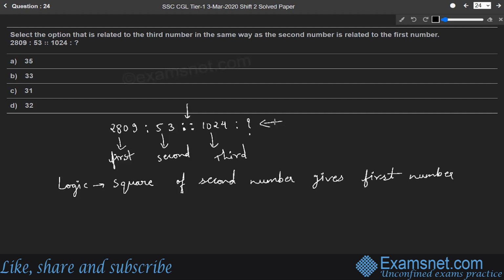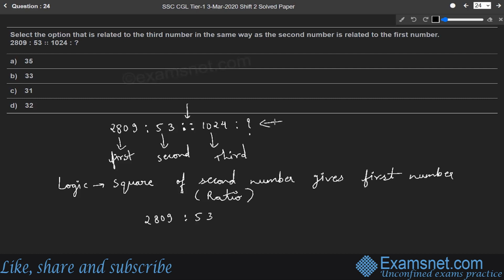So considering the first ratio, this logic is for ratio. First ratio is 2809 ratio 53. So here the first number is 2809 and the second number is 53. So applying the logic, square of second number gives the first number.